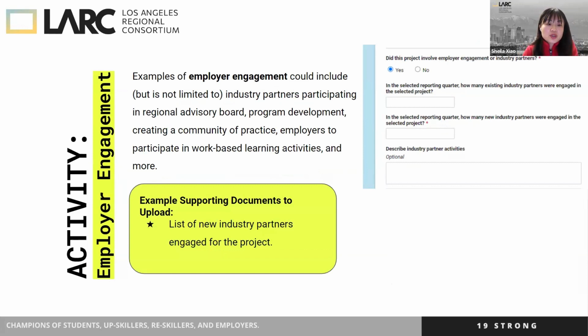All right, so employer engagement. Examples of employer engagement could include, but are not limited to, industry partners participating in regional advisory boards, program development, creating a community of practice, employers participating in providing work-based learning activities. An example of supporting documents to upload here would be a list of new industry partners engaged for the project. And the reason why I say new is because we don't want to duplicate any of these names quarter after quarter.